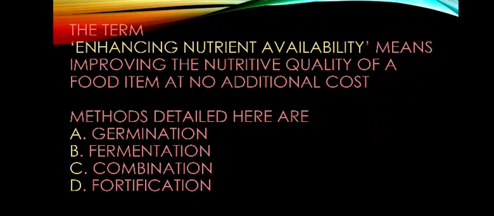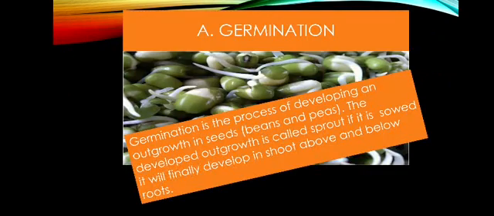Then the methods adopted include germination, fermentation, combination, and fortification. First is germination. All of you know what germination is. Germination is the same process as sprouting, and sprouting means the outgrowth in seeds.